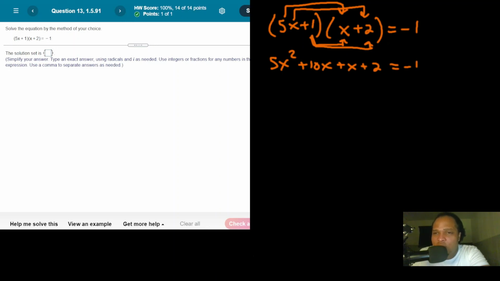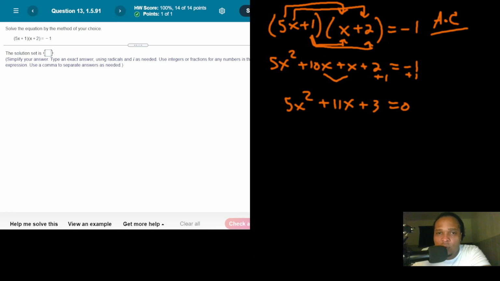Let's go ahead and bring this one over to your, let's combine like terms. These are your like terms. We have 5x squared, and then we have plus 11x, and then we're going to add 1 to both sides, and we get a plus 3. So I'm tempted to use the AC method here again. Why not? So we're using the AC method.